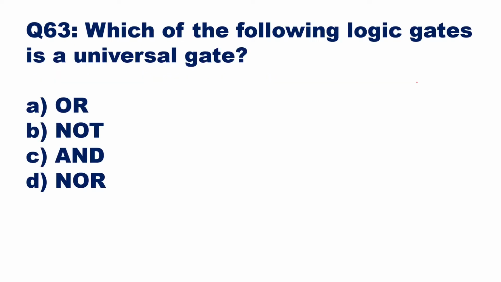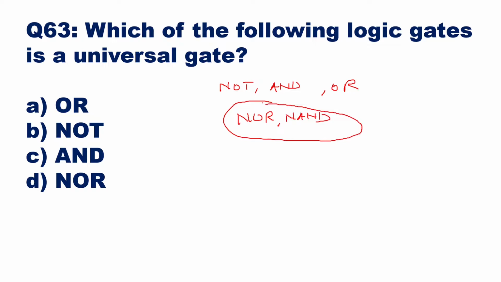Which of the following logic gates is a universal gate? Now, when we studied Boolean algebra and basic logic gates, we saw the basic logic gates which were named NOT gate, AND gate, and OR gate. Then we also studied universal gates, the gates by taking which we can build any other gate. What we studied in that was NOR gate and NAND gate. So NOR and NAND are the universal gates.